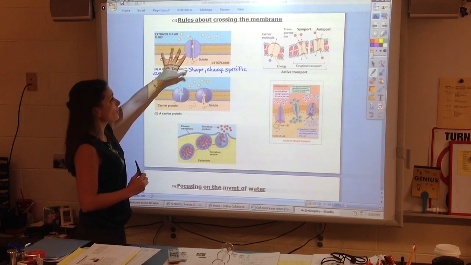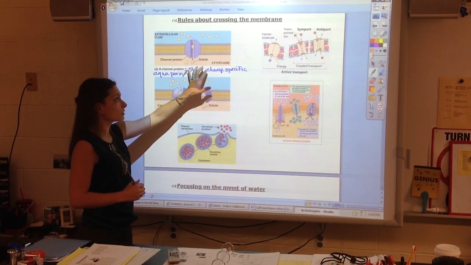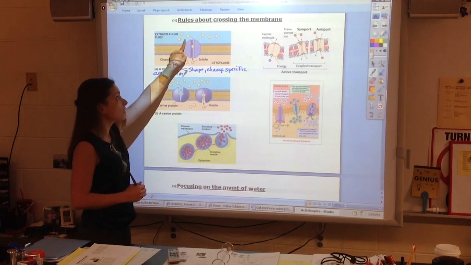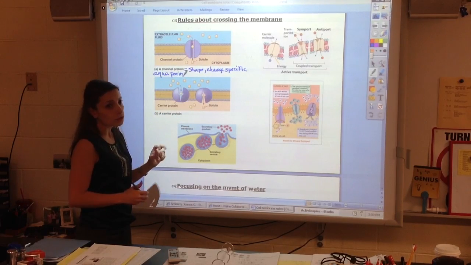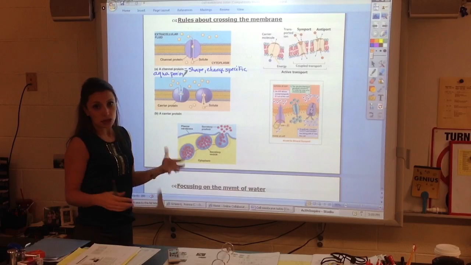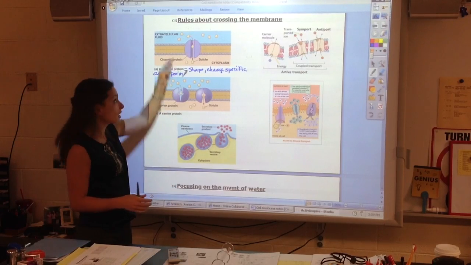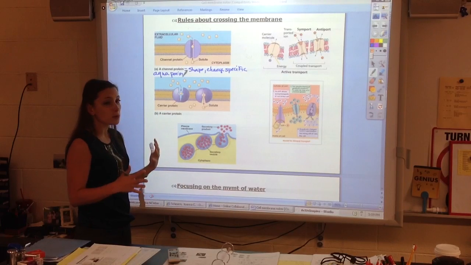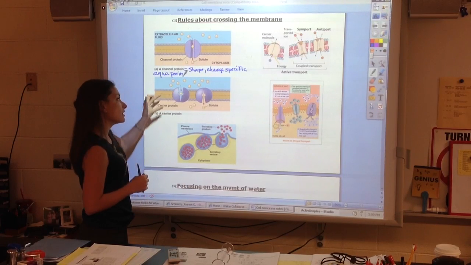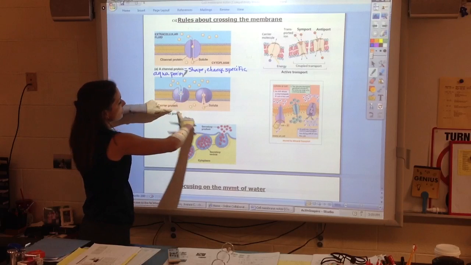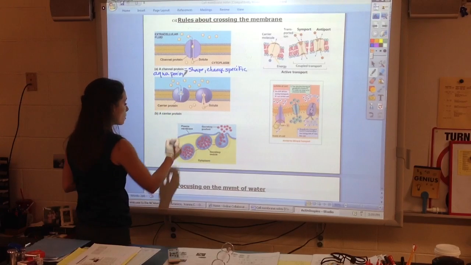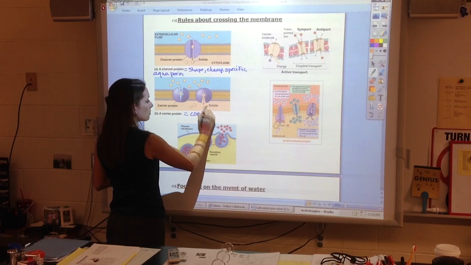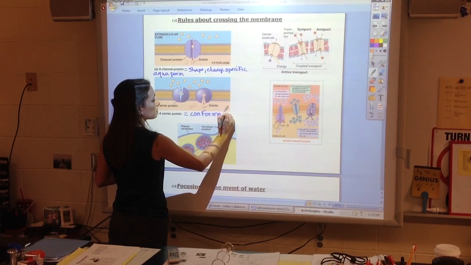But right now we want to know that channel proteins, based on shape and charge, allow molecules to move. No real help needed, just kind of like a trash chute. Like here, you can fit this way. A carrier protein is a little bit more like an elevator in that it's going to fit in and the protein is actually going to change shape. So the big thing we want to know about a carrier protein is that we have a conformational or shape change.